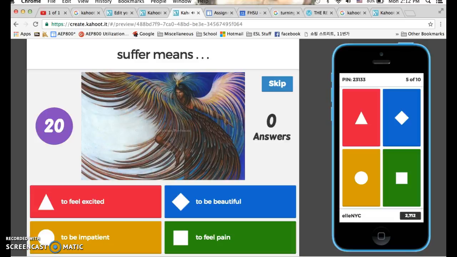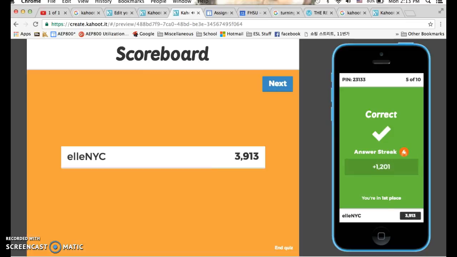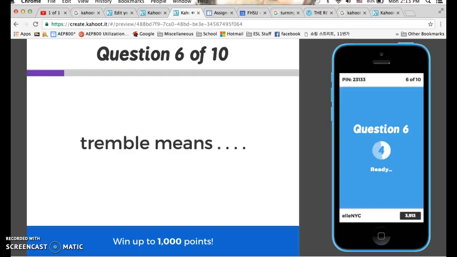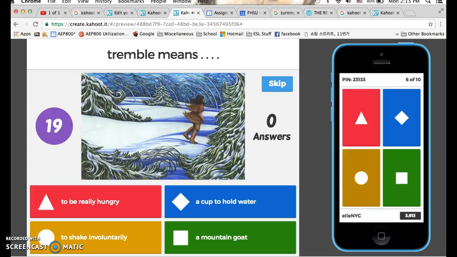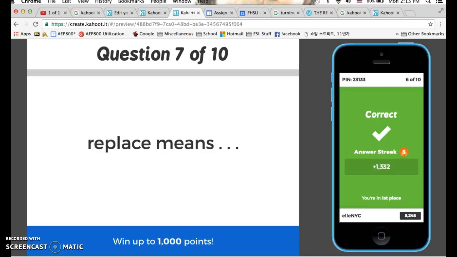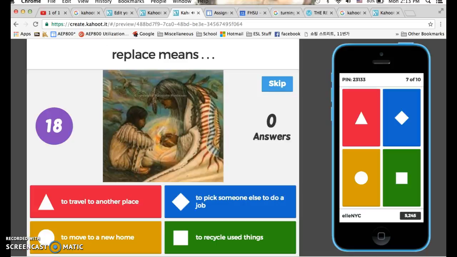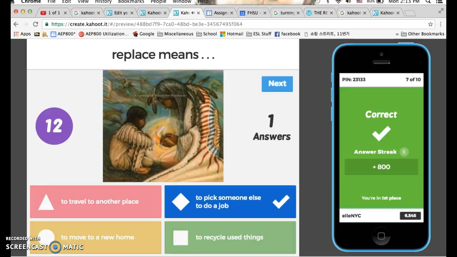When anyone's done, it will move faster, the question will end, and it also gives them the countdown for time in the circle on the left-hand side, so they know how much time they have left to answer. I could see my students getting really excited about this, so I'd love to use it in the classroom. Okay, replace means in the setting, in the context of the story, to pick someone else to do a job.